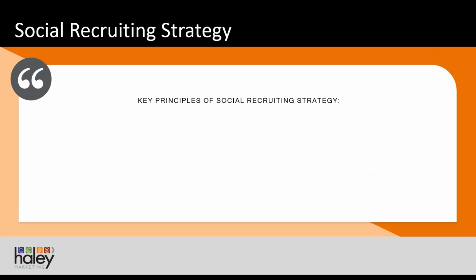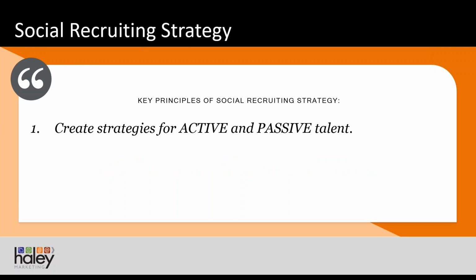So there's 5 key principles behind social recruiting that we're going to talk about today. First one repeats what I just said. You need two strategies. You need an active job seeker strategy, which is going to be more about jobs, and a passive talent attraction strategy. You need to think about ways to generate more candidate referrals.